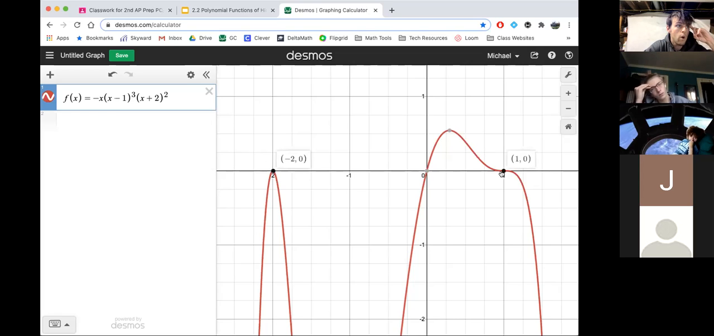And then here at 1, you can see that wiggle where it kind of changes directions while it's going through there. It kind of swerves, goes through, swerves again. That's what we call that wiggle. So that one again is telling me I do have that odd multiplicity going on.